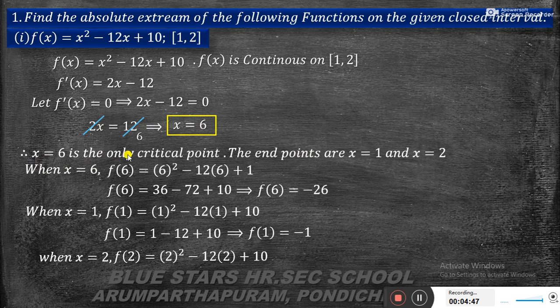So x equal to 6 is the critical point. The end points, you see the interval, there are two end points, one is 1 and the other is 2. So the end points are x equal to 1 and x equal to 2.